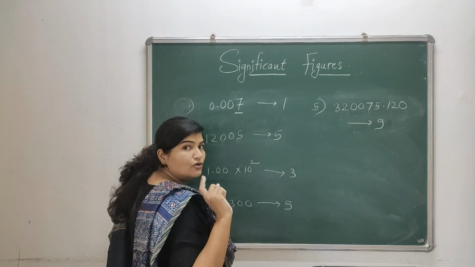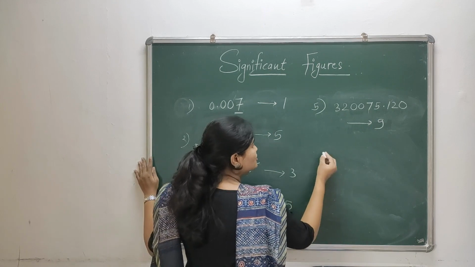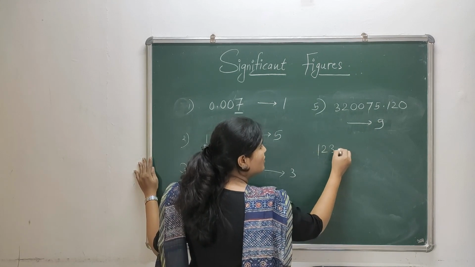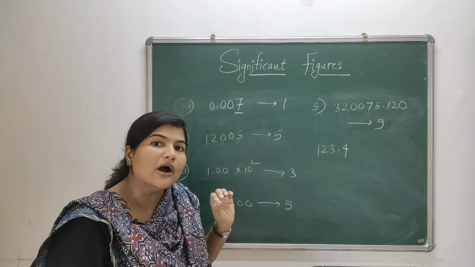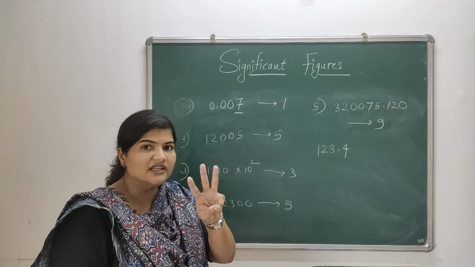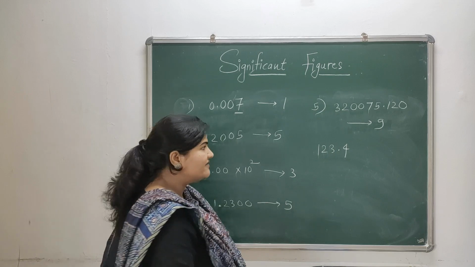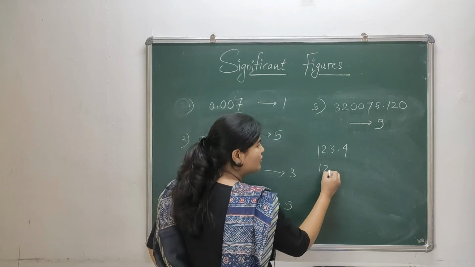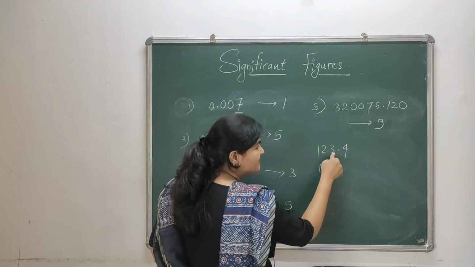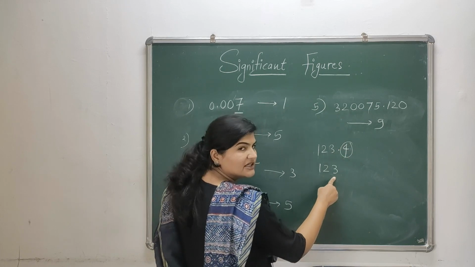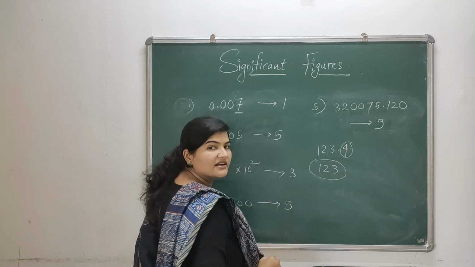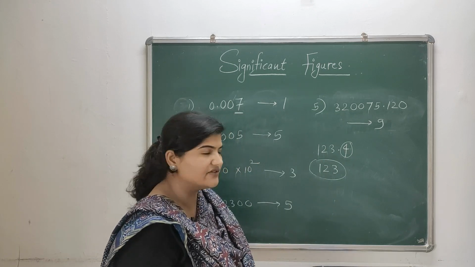Now let's round off some examples. Okay. So tell me 123.4. This is the number. I want to round it off to 3 significant figures. What will I do? I will keep 1, 2, 3, and 3 will be decided by 4. Now 4 is less than 5, so I will keep 3. So this will be my answer, rounded off to 3 significant figures.